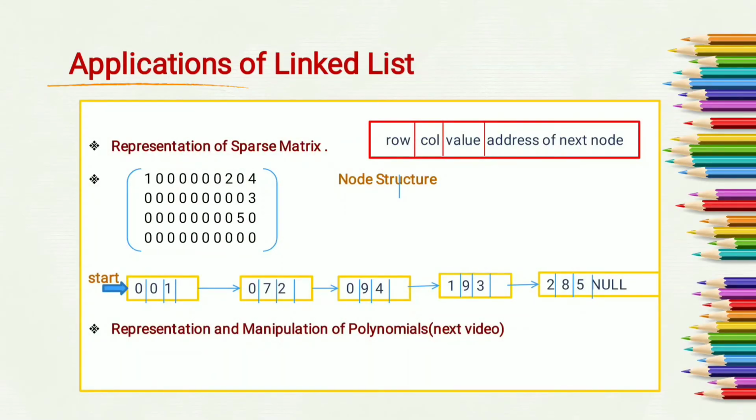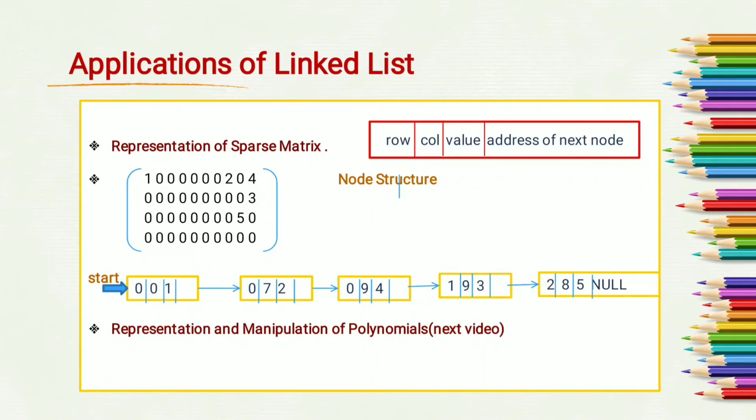Next application of linked list is representation of sparse matrix. What is a sparse matrix? In a sparse matrix, the number of non-zero elements is lesser than the number of zero elements. That means in a sparse matrix there are a large number of zero elements and a small number of non-zero elements. Here you can see we have only 5 non-zero elements, others are zero elements.